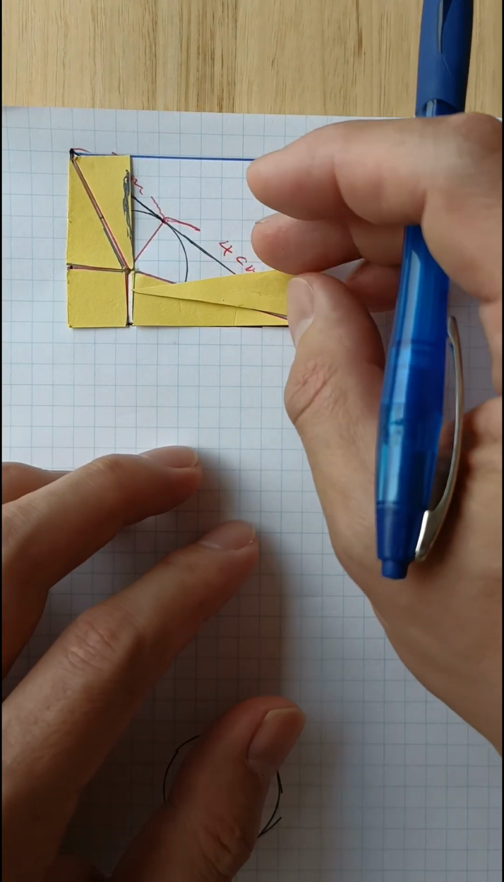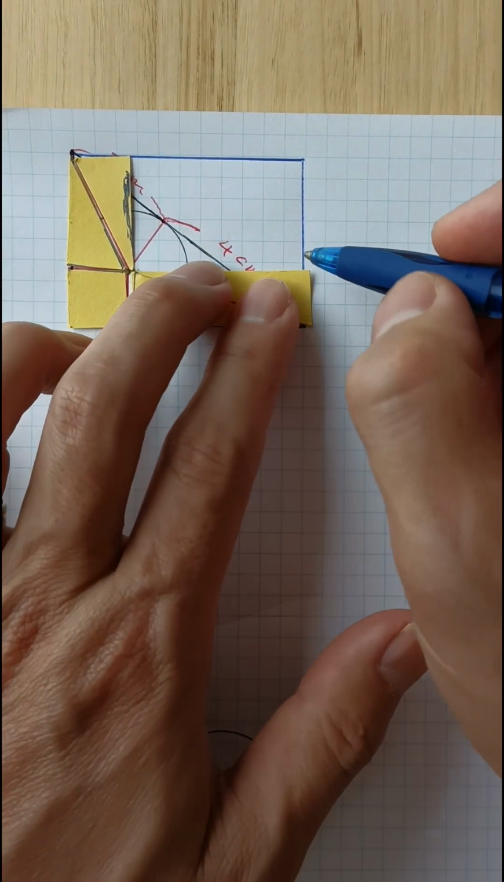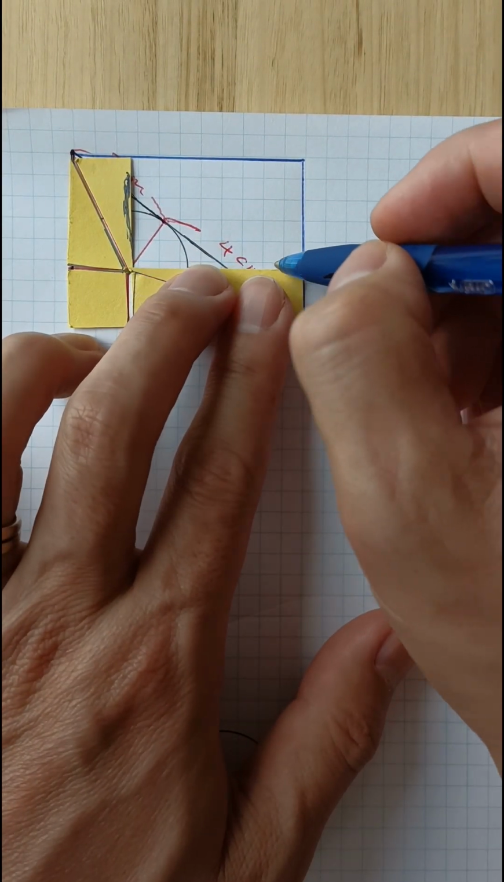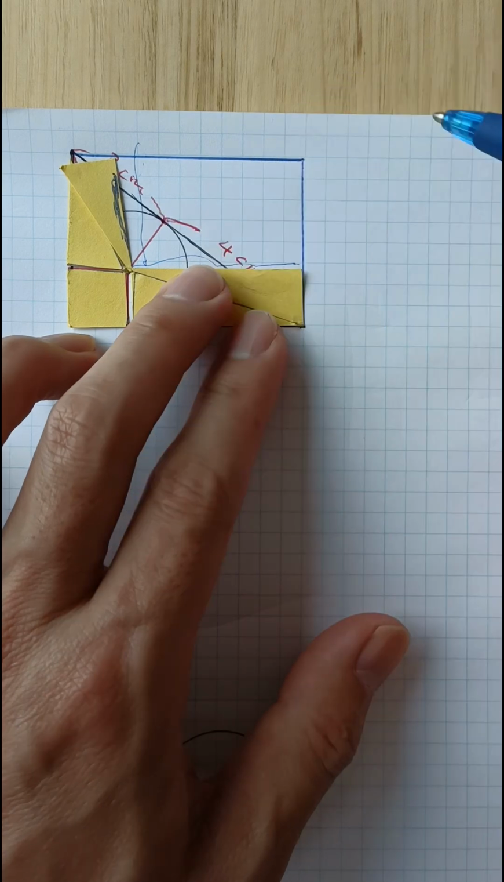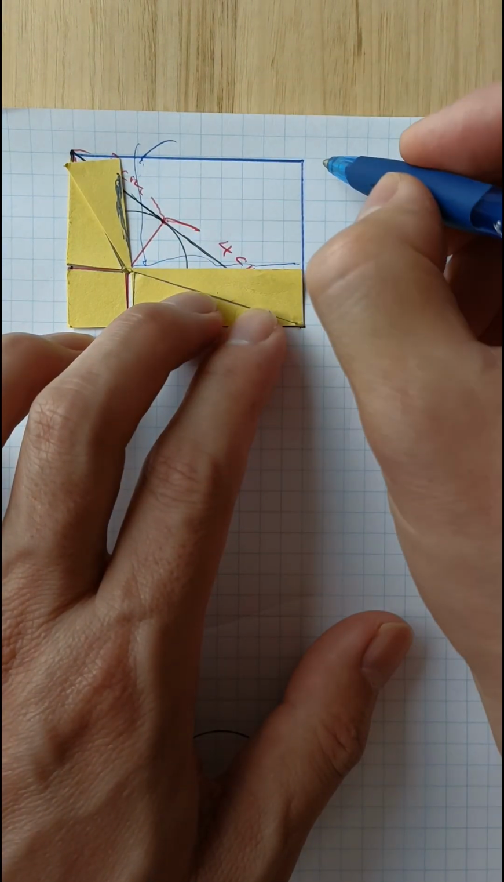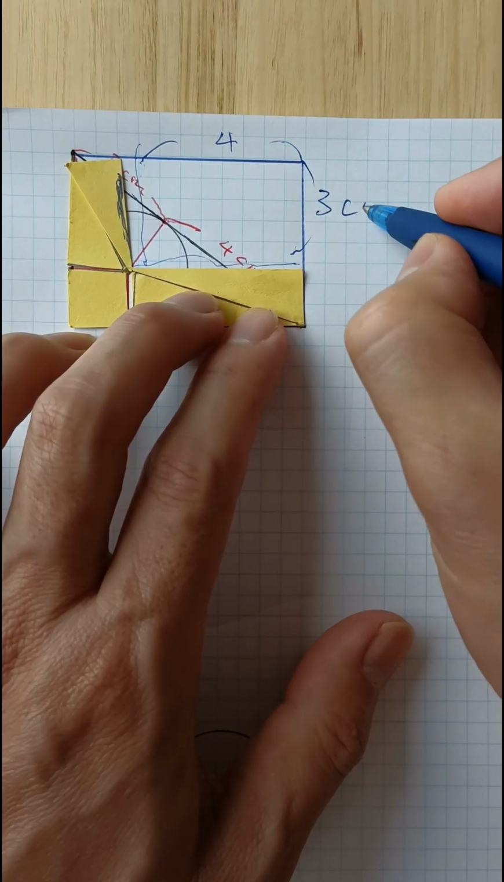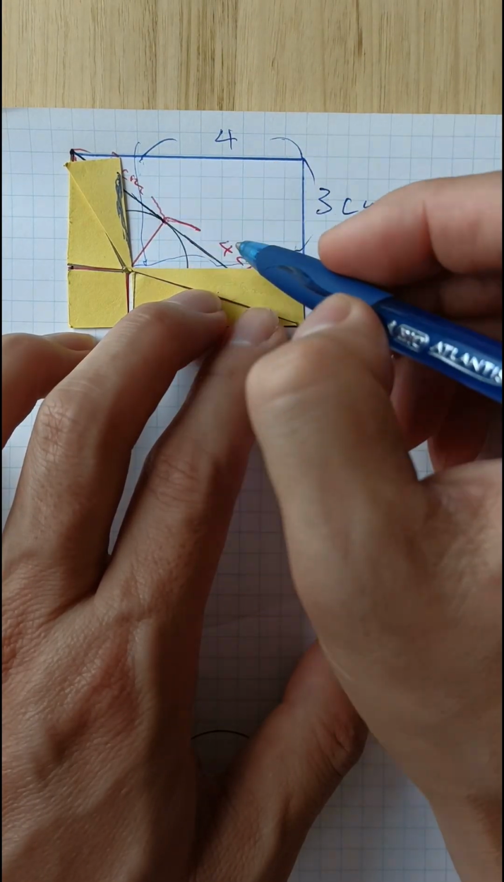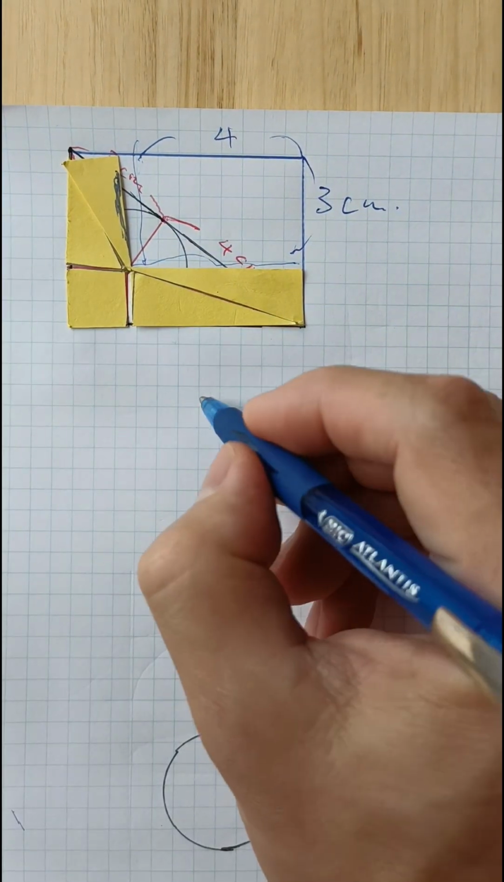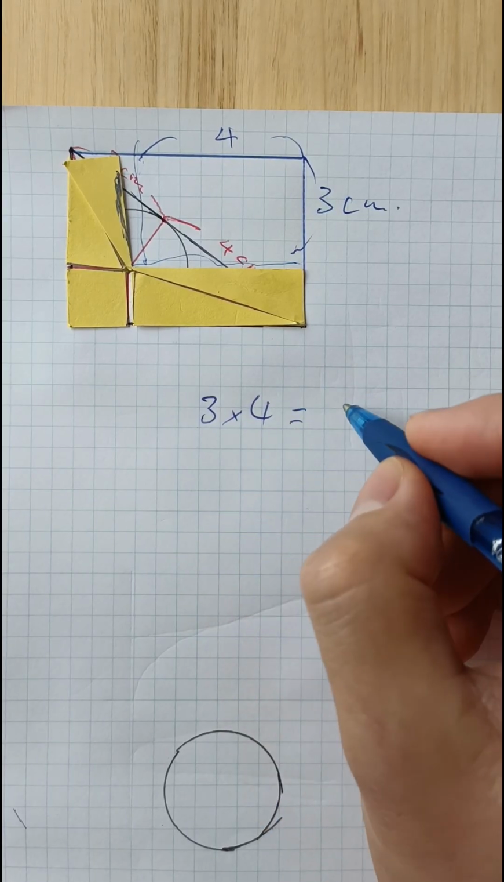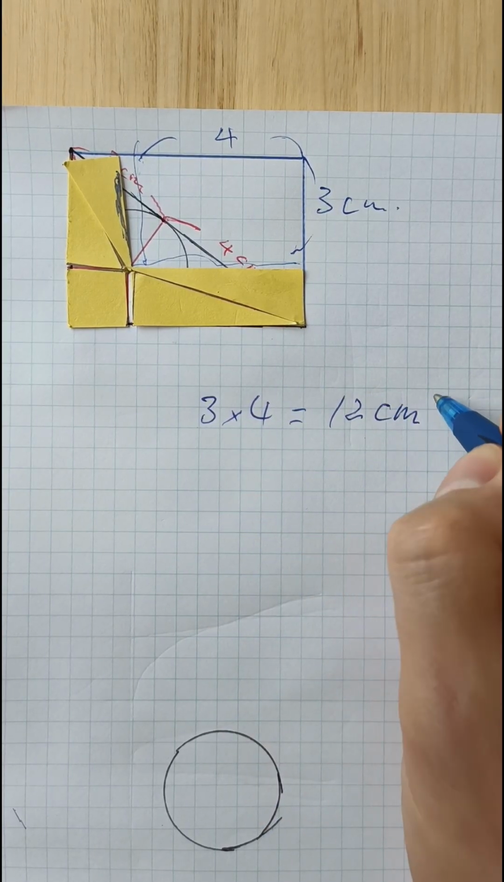Okay, which means the area which you created here as a rectangle, the length from here to here is 4. From here to here is 3 centimeters, isn't it? So the area of this one is 3 times 4, which is 12 square centimeters.